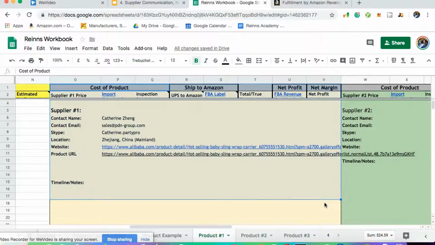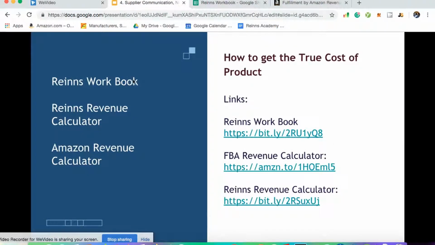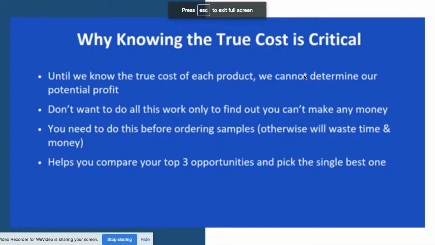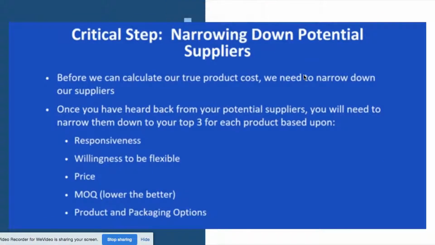Now I want us to go back to the slide briefly. I've told you why it's critical. So, the critical step: narrowing down to potential suppliers. Before we calculate the true cost of the product, we need to narrow down our suppliers. And once you've gotten all the values back from your potential suppliers, you will need to narrow them down to your top three for each product based on responsiveness, willingness to be flexible, price, and the MOQ.